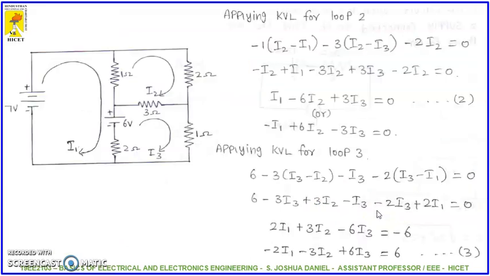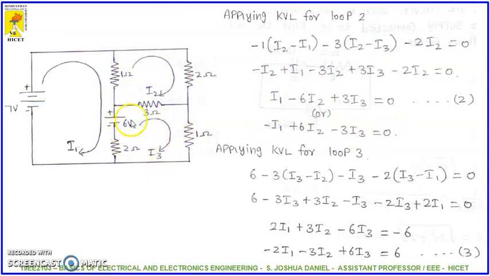Let us see the next two loops. In the second loop, we can see that two currents are flowing here. So here I2 is the major current, right? So I2 minus I1 into 1, 2 into I2, and when you take the 3 ohm resistor, here I2 minus I3 into 3. We know Ohm's law, V is equal to IR, right? So we form the equation like that, and we found the equation.